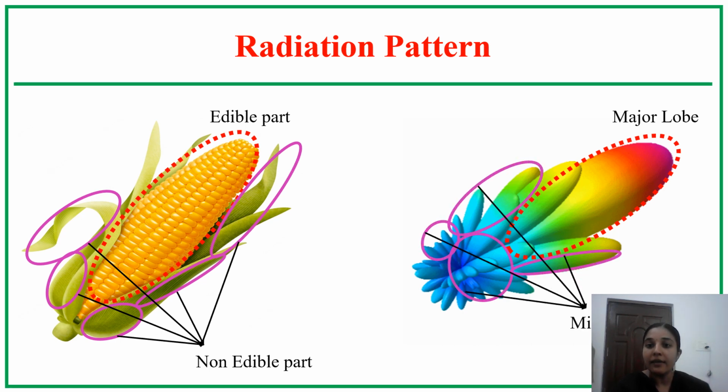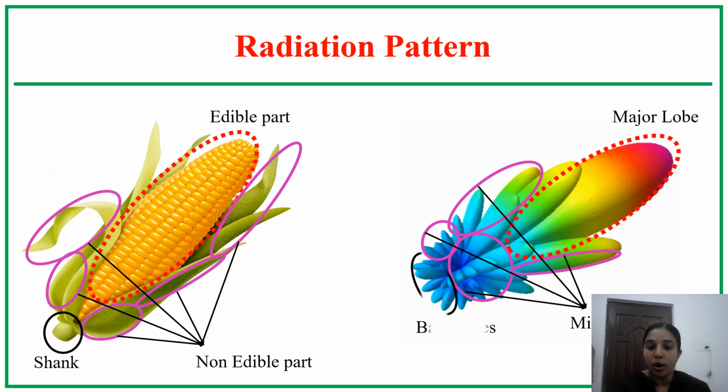In a similar way, in our radiation pattern also, adjacent to the major lobe, we have many side lobes, or we can call them minor lobes also. Those minor lobes will not have much of the information, but it is not necessary that we have to consider those minor lobes in our analytical process. The next is the shank part. This shank is completely behind this edible part.